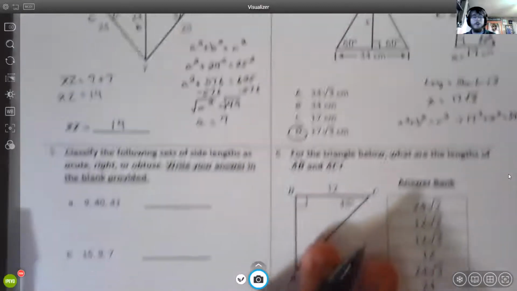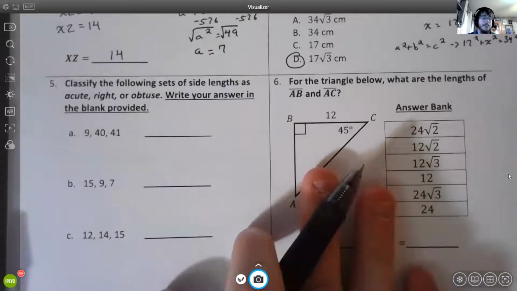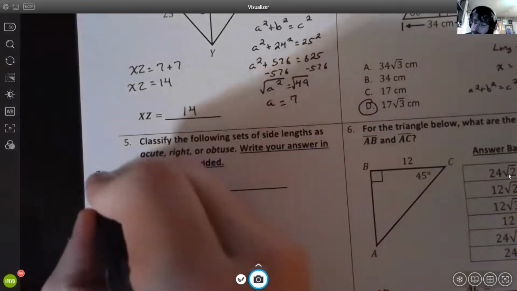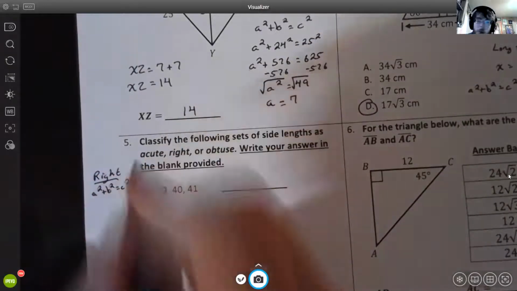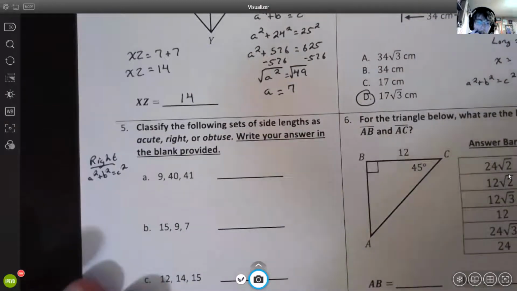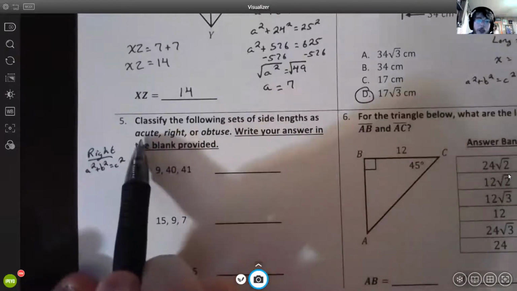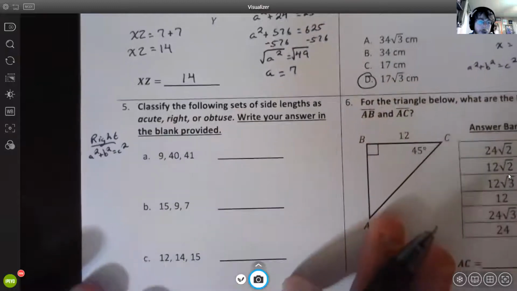All right, number 5. Classify the following sets of side lengths as acute, right, or obtuse. Write your answer in the blank provided. So this is building on what number 1 was doing. In number 1, we just wanted to determine if it was a right triangle, and to determine that, we said that a squared plus b squared had to be equal to c squared. But this time it wants us to determine if it's acute or obtuse as well.